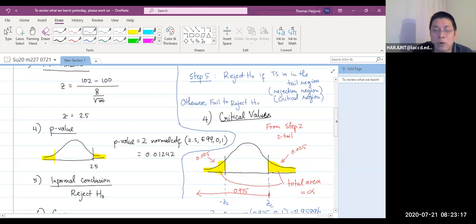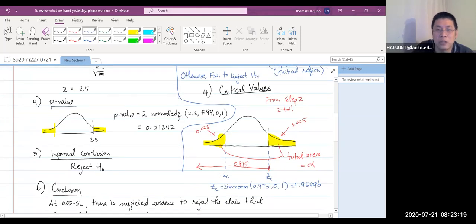From what we have earlier, you see that this is plus minus 1.95996, while our test statistic is 2.5. Now you can see that the test statistic is in the critical region, in the tail region. So we come up with the same informal conclusion, reject the null hypothesis, and therefore the same conclusion that we reject the claim.